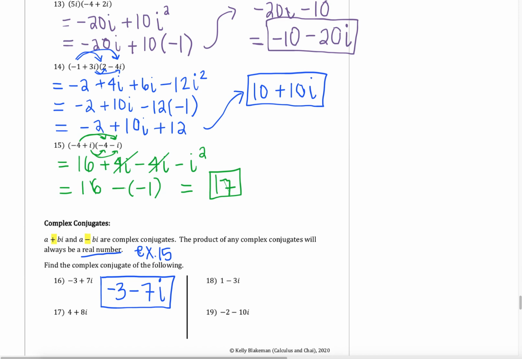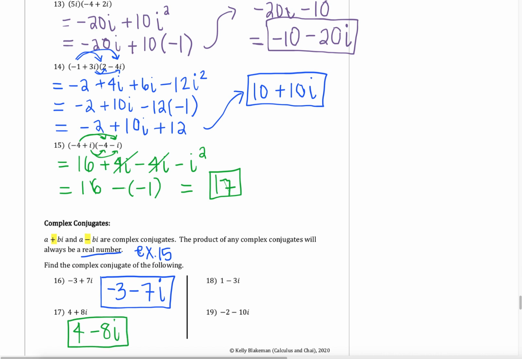We have 4 plus 8i. Why don't you guys pause the video and decide what the complex conjugate would be for 4 plus 8i. So for this one, we're switching the sign on the imaginary part, so the 4 stays as +4. Instead of 8i, we're going to get -8i then. And that will be our complex conjugate.